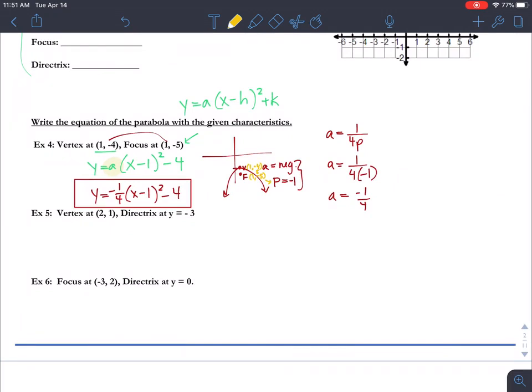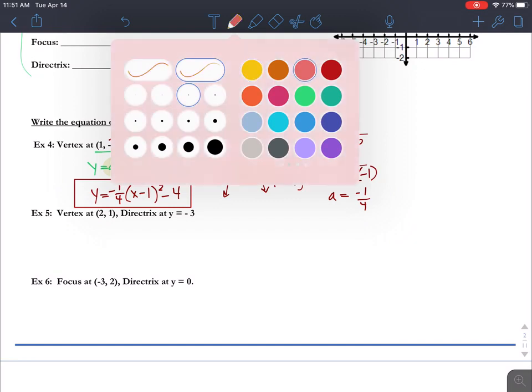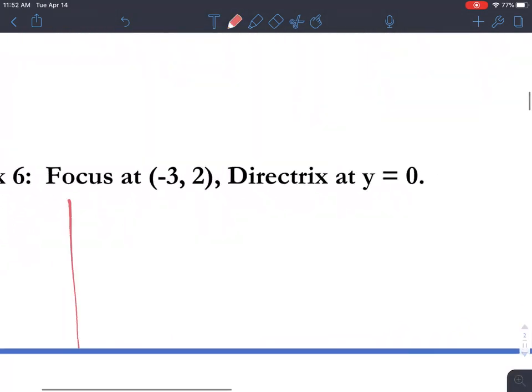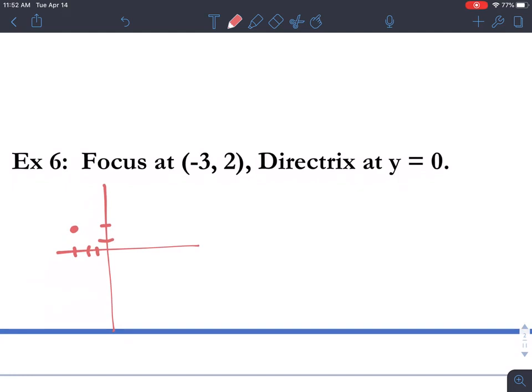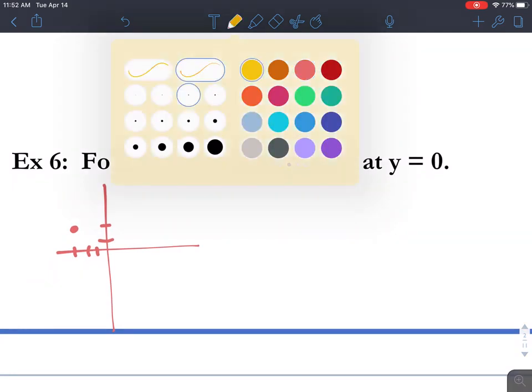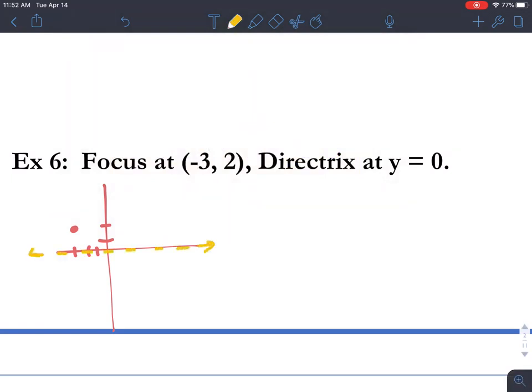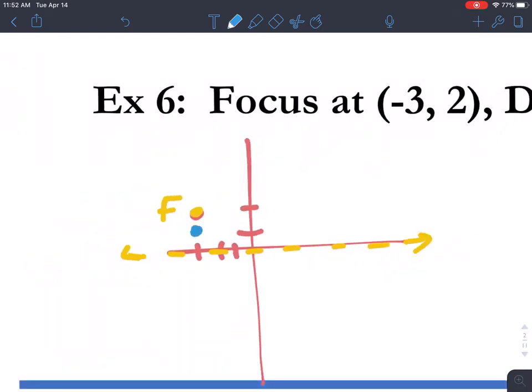Okay, last one here, guys. Example 6 gives me the focus is at -3, 2, and the directrix is at y = 0. Okay, do I have my vertex? No, I wasn't given that. But what I am given is a good piece of information here, which is that I'm just going to sketch, see what's going on. So -3, 2. And you don't have to sketch. It's just kind of a nice way of figuring out what's going on. And then it says our directrix is at y = 0. Okay, and this is our focus. We know that our vertex has to be exactly in between these two things, right? They're equidistant. So if we're at 2 and we're at 0, that means our vertex has to be right here.